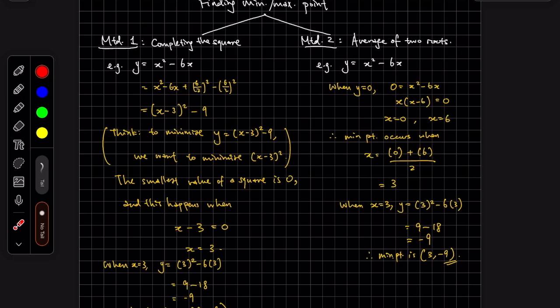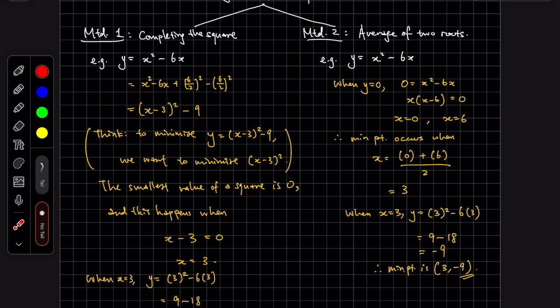And I want to find the minimum or maximum point, the turning point. How can I find the minimum or maximum point? The first way that should work all the time is completing the square. So if I'm given a quadratic and I complete the square, what do I get? I get a square and then either plus or minus some other number outside. Doesn't matter, just leave it there.